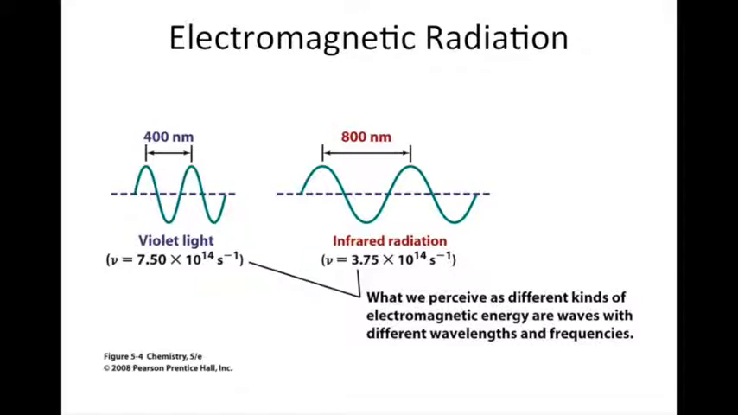So basically, the type of electromagnetic radiation is dependent on the wavelength and the frequency. You can see here, this wave has a wavelength of 400 nanometers, whereas this wave on the right side has a wavelength of 800 nanometers. And you can see the frequencies are different as well. So the wavelength or the frequency determine the type of energy or electromagnetic radiation. This would be considered violet light because its wavelength and frequency fall within a specific range, whereas the wave on the right-hand side would be considered infrared light because its wavelength and frequency fall within a certain range.